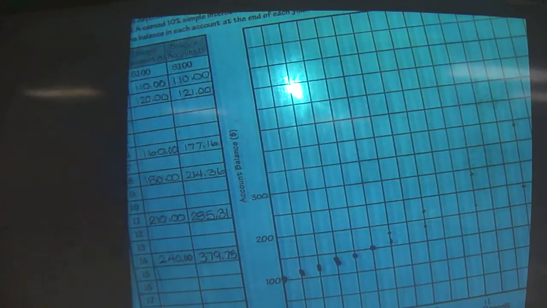Okay, see how it changes? Is compounding better than simple interest? Do you earn more money? Yeah. And the two lines will show you the difference.